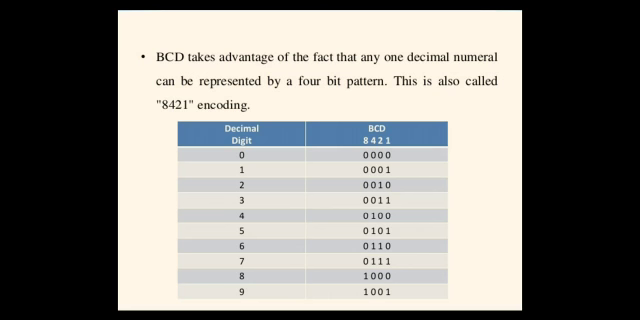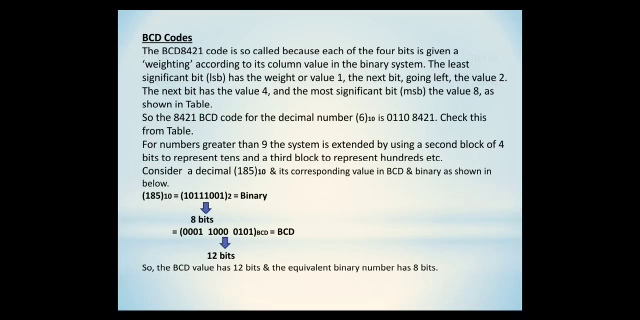Next, BCD takes advantage of the fact that any one decimal number can be represented by a 4-bit pattern. This is also called 8421 encoding. So this is the simple tabular form of the 0 to 9 decimal numbers and the corresponding BCD codes using the 8421 code.